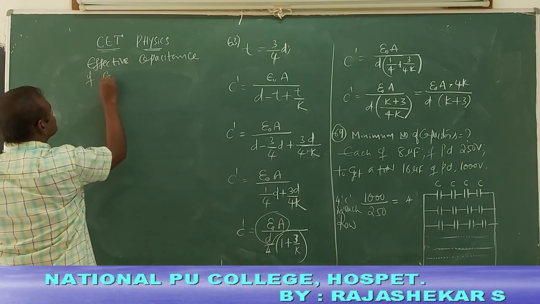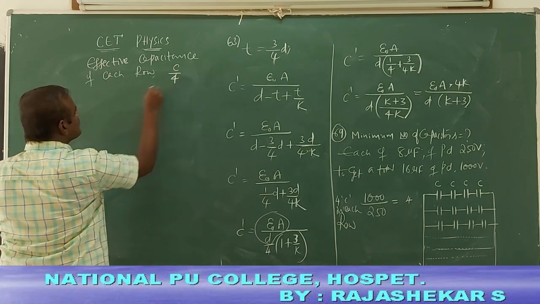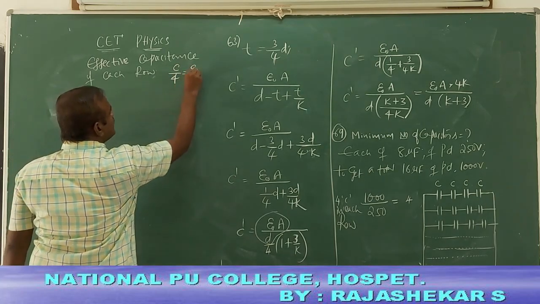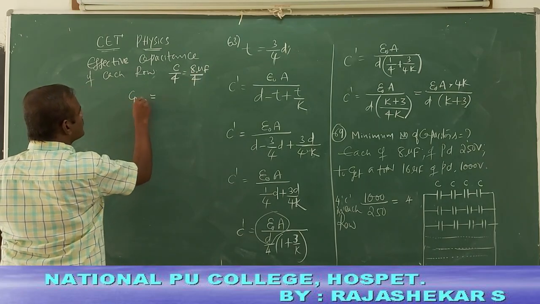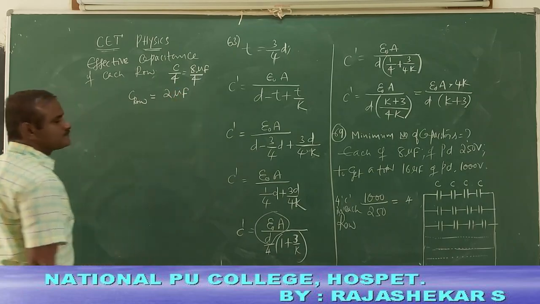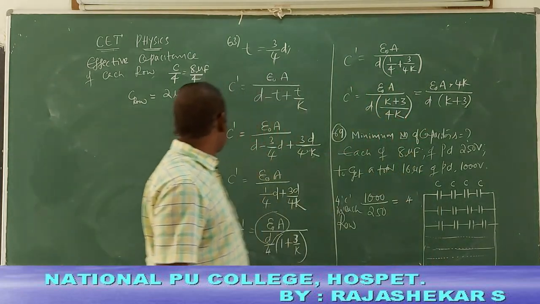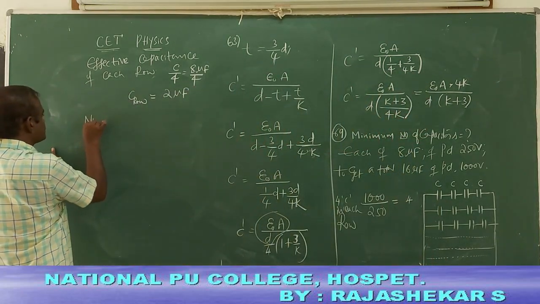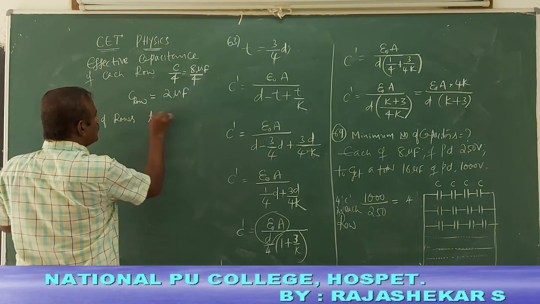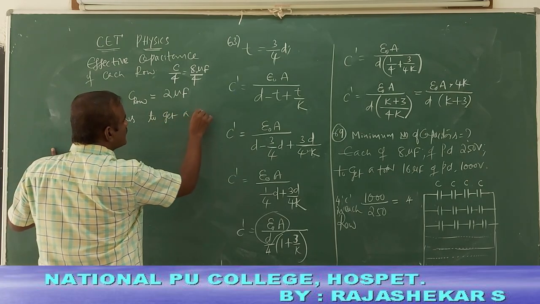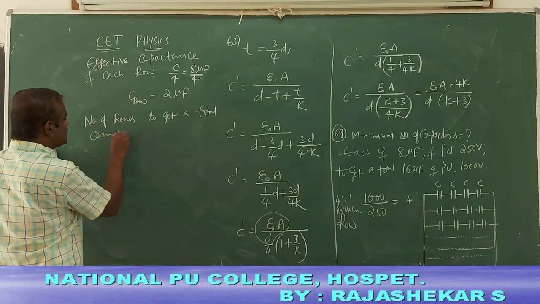Effective capacitance of each row: C/4, which is equal to 8 microfarad by 4, which is equal to 2 microfarad in a row. And what total capacitance is required? 16 microfarad. So number of rows, to get a composite capacitance of 16 microfarad.